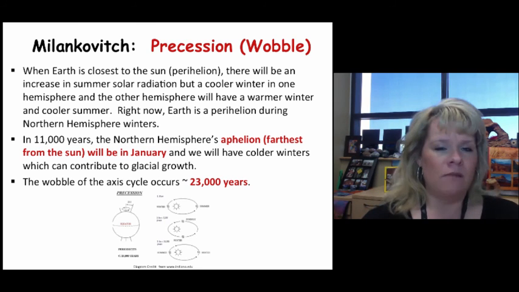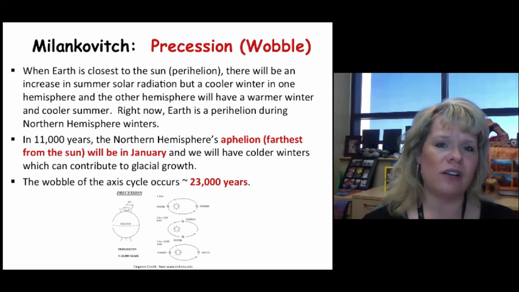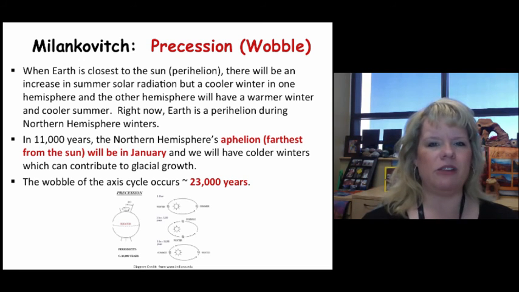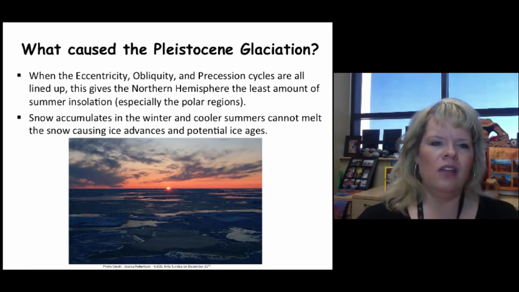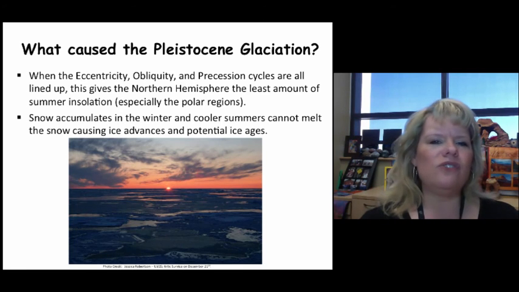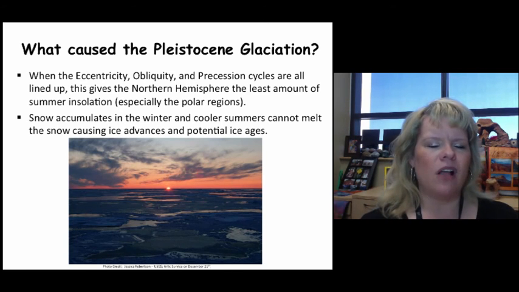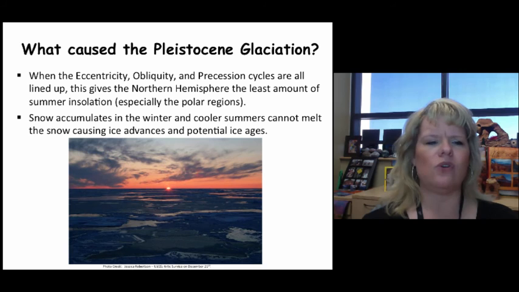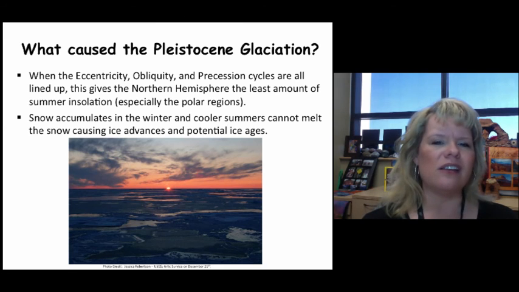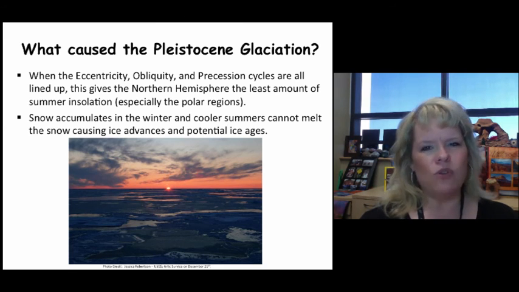And so this was what Milankovitch showed in mathematics, and it's now considered a very viable theory and accepted by scientists across the globe. So what caused the Pleistocene glaciers? Just the story I said. All three of those cycles happened together, and that gave the Northern Hemisphere less direct solar radiation and insolation. And the polar regions would have received the blunt end of this.